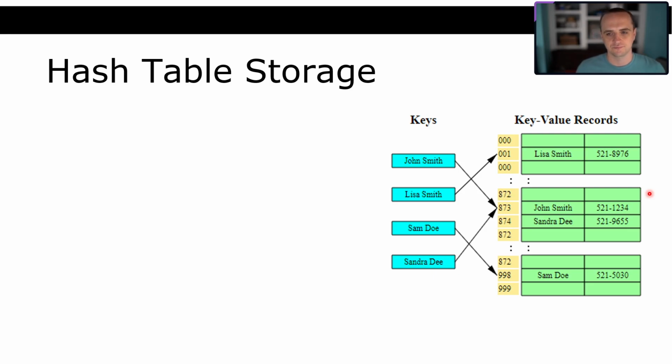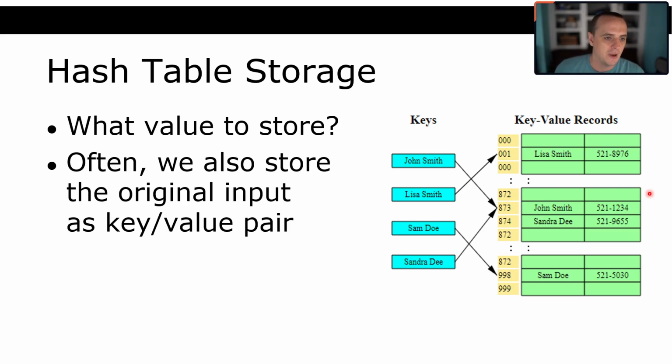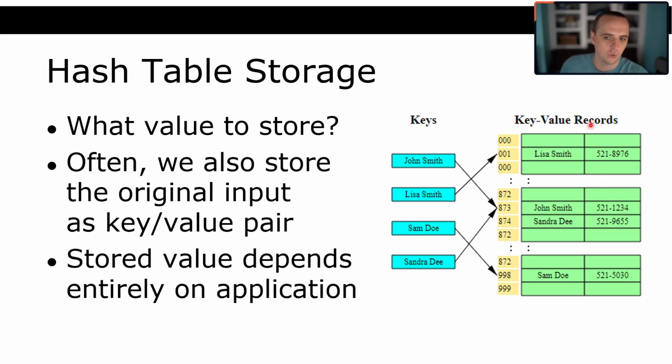Okay. So which value do we want to store in the hash table? Well, often we actually want to store the original input as a key value pair inside the hash table. So for example, when we take John Smith and we hash it, we may actually want to store John Smith's entire name along with the phone number, okay? And the stored values that we want to have depends entirely on the application.